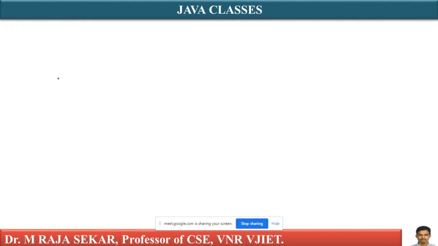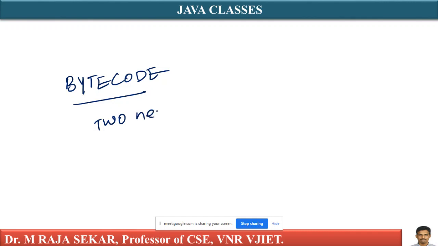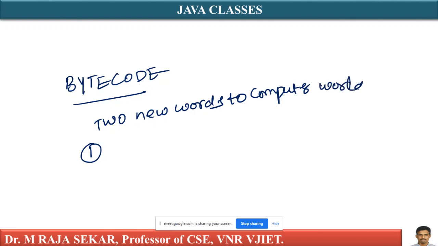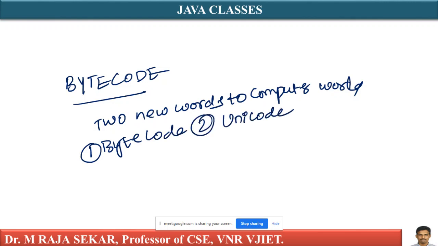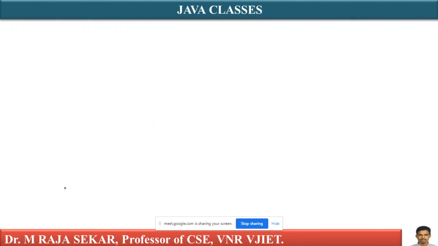Before understanding all these things, let me introduce a concept known as bytecode. What is this bytecode? First we will try to understand bytecode. If you speak strictly, Java introduced two new words to the computer world. First word is bytecode, as I told you. My second one is Unicode. What is this bytecode and what is this Unicode? We will try to understand.